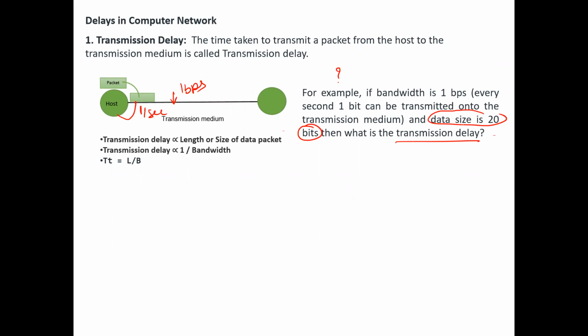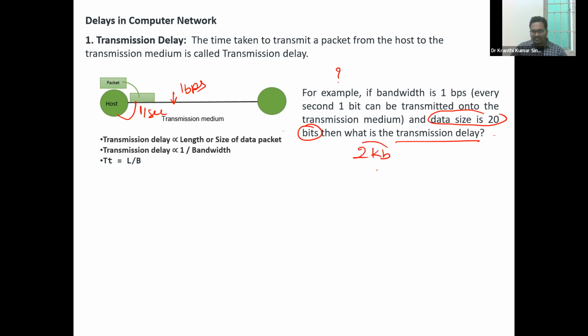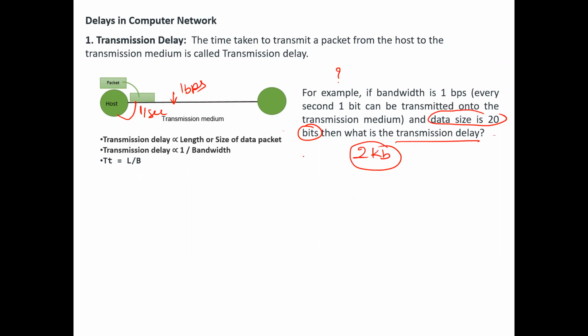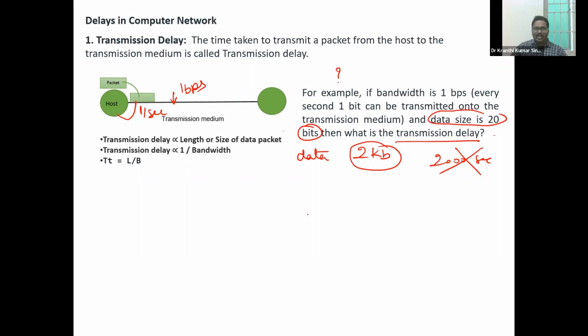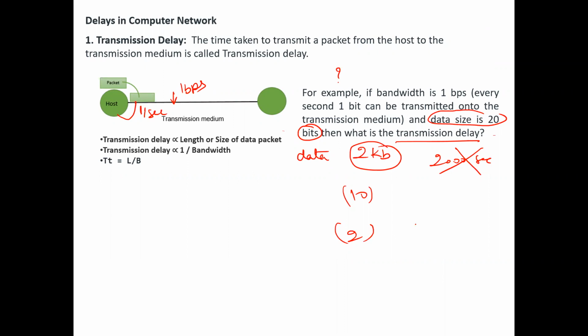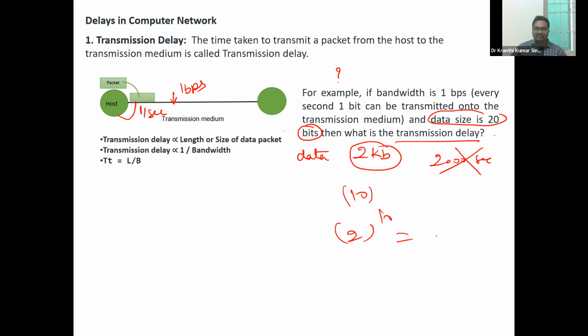Excellent. For example, if the data size is 2 KB, what is the transmission delay? 2000 seconds? No. How can we measure binary data? Either powers of 10 or powers of 2. Powers of 2. What is 2 power 10? 1024. Yeah, right. So many students make the same mistake.